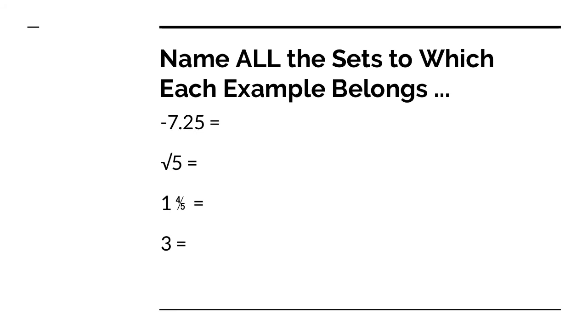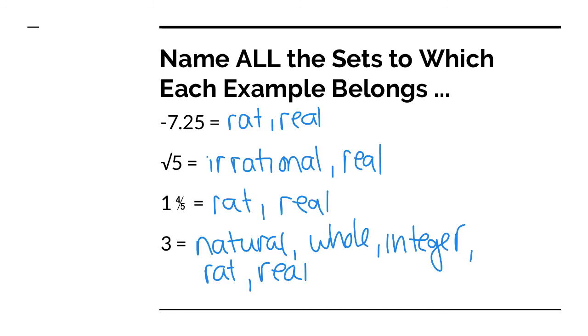All right, last ones. Pause me while you figure these out. Come back when you're ready for checking. All right, so here are my answers. Here, not a counting number, not a whole number, doesn't belong on that number line. It is rational because I can make it -7 1/4, and everything is real.